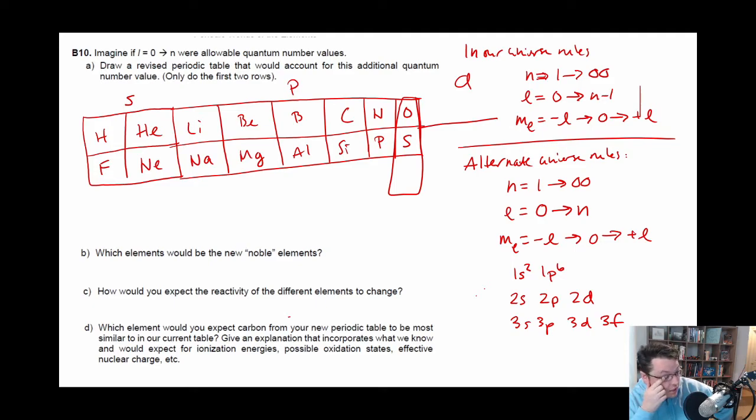The next thing is which element in our current table you would expect carbon from your new periodic table to be most similar to. Because it's 2 from the noble configuration, the full octet, we would expect carbon to act very similar to oxygen in our current periodic table, just because it would be able to form 2- ions. The Z effective would probably be pretty similar in those cases, so you would expect similar-ish reactivity. It's not going to be 1-to-1, but it'll be pretty similar as similar would go.